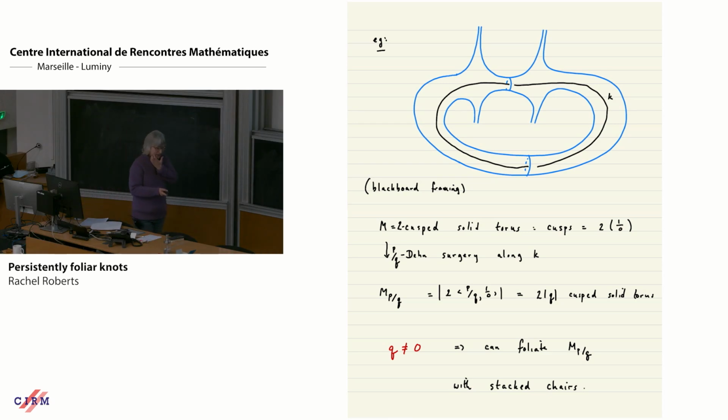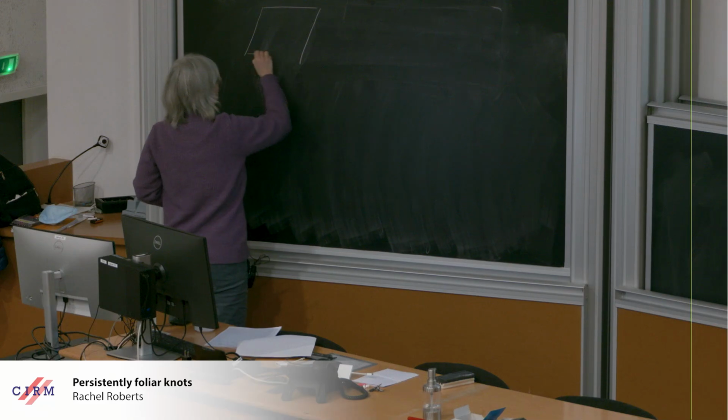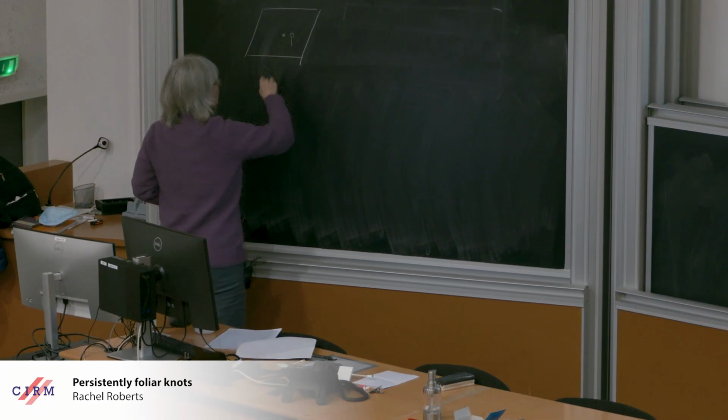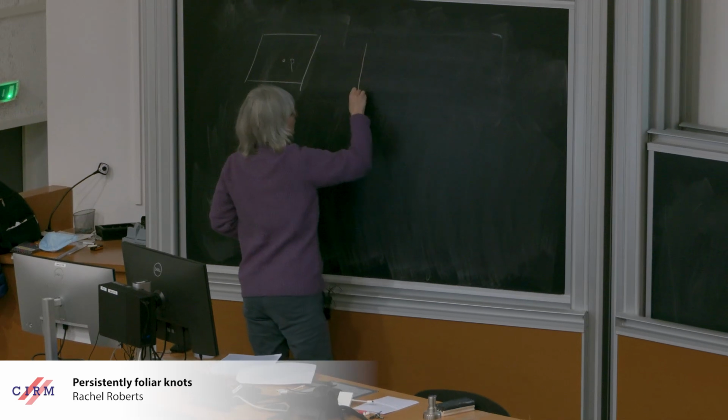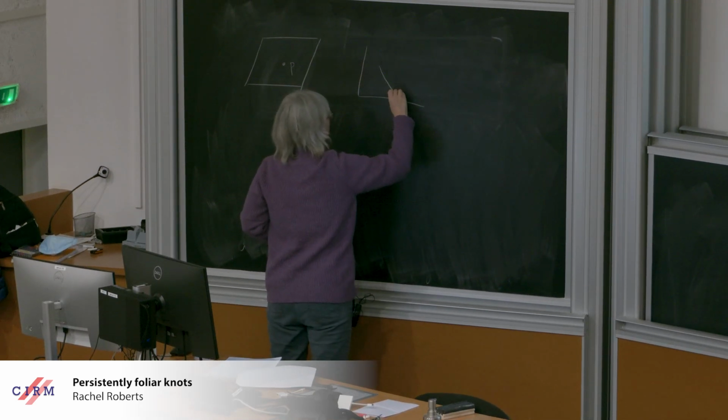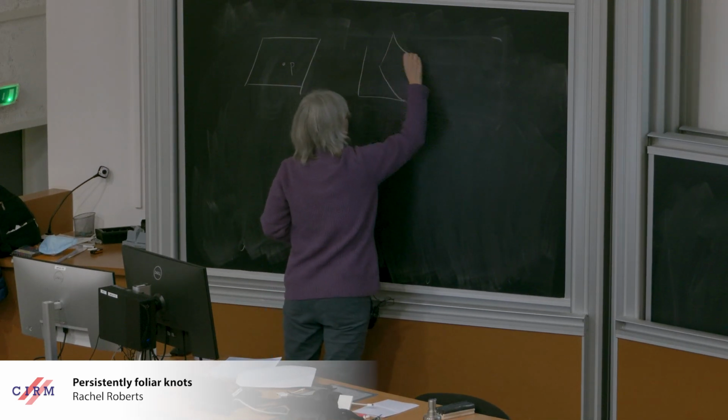Okay, so how many people here know what a branch surface is? How many people don't know what a branch surface is? I've been cheating a little because I was hoping to not talk about a branch surface, but a branch surface is just a two-dimensional object in which every point has one of the following three neighborhoods.